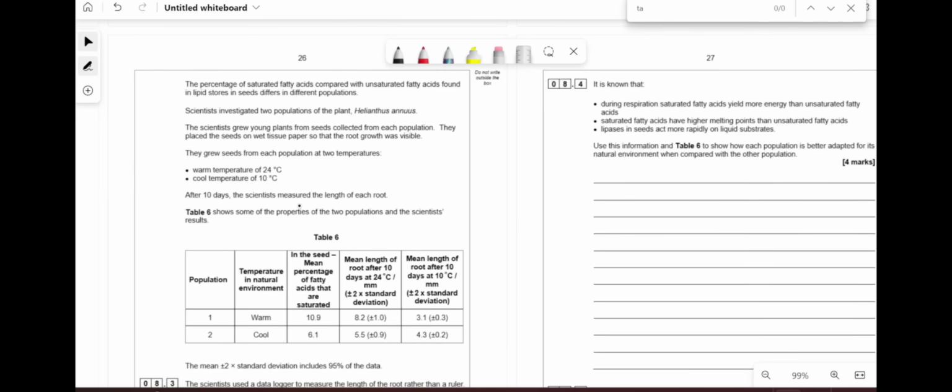After 10 days, the scientists measured the length of each root, and table 6 shows some of the properties of the populations in the scientists' results. Go to population 1, which is warm, and we've got the mean percentage of fatty acids that are saturated, which is 10.9, and then the mean length of root was 8.2 with their standard deviations, and then the mean length of root after 10 days at 10 degrees Celsius. So it's 24 first and then 10, and we got 3.1, and then we've got cool and whatever here. The mean plus or minus 2 times the standard deviation includes 95% of the data.